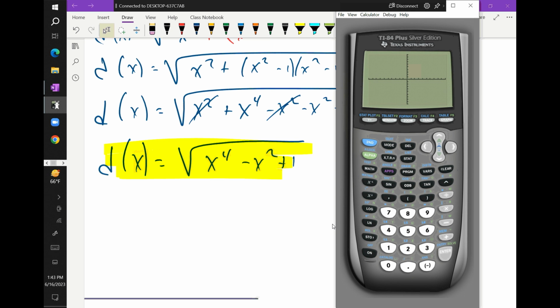And so as this graphs, what we see is that it doesn't seem to do anything. Apparently I didn't have the right item in there. I'm not sure what happened there. Let's go ahead and do that again. So let's see, the square root of x to the fourth minus x squared plus 1. Now let's see the graph. Okay, now it's working. We see that over there.